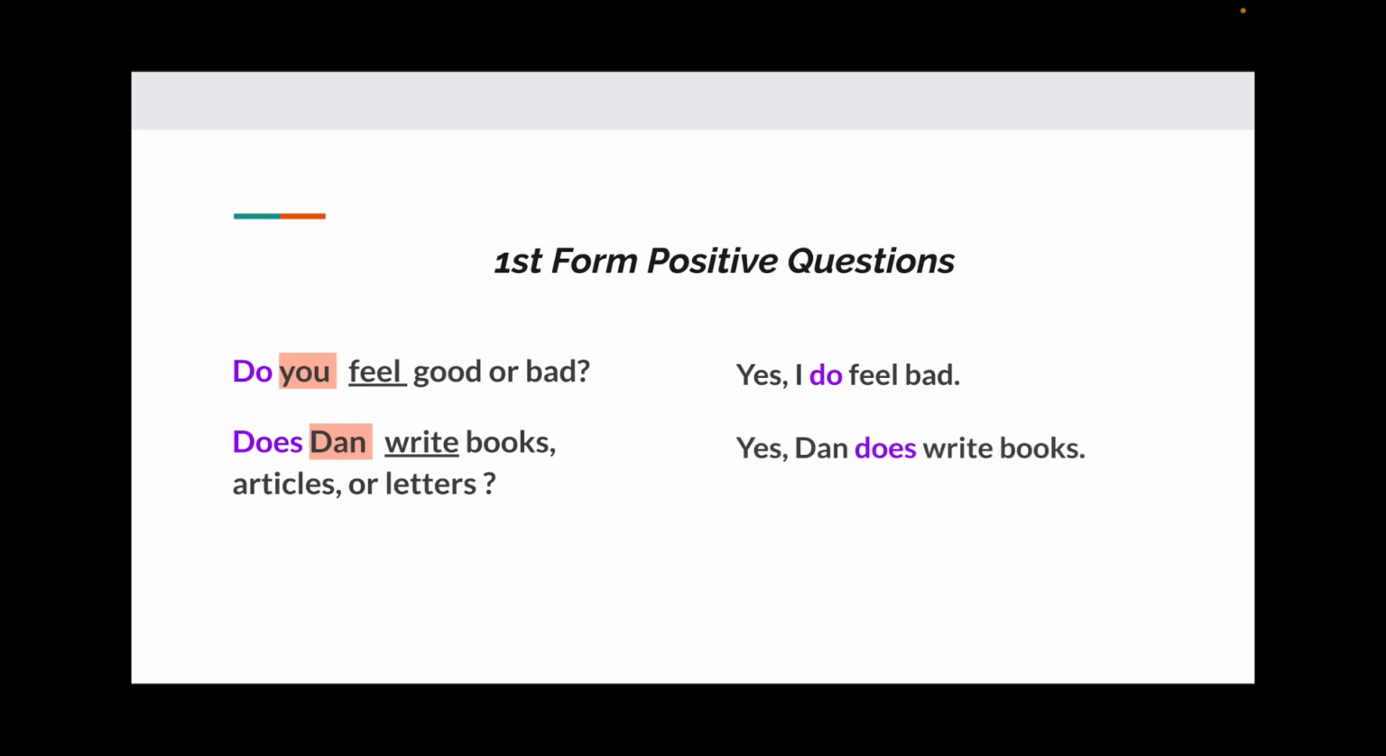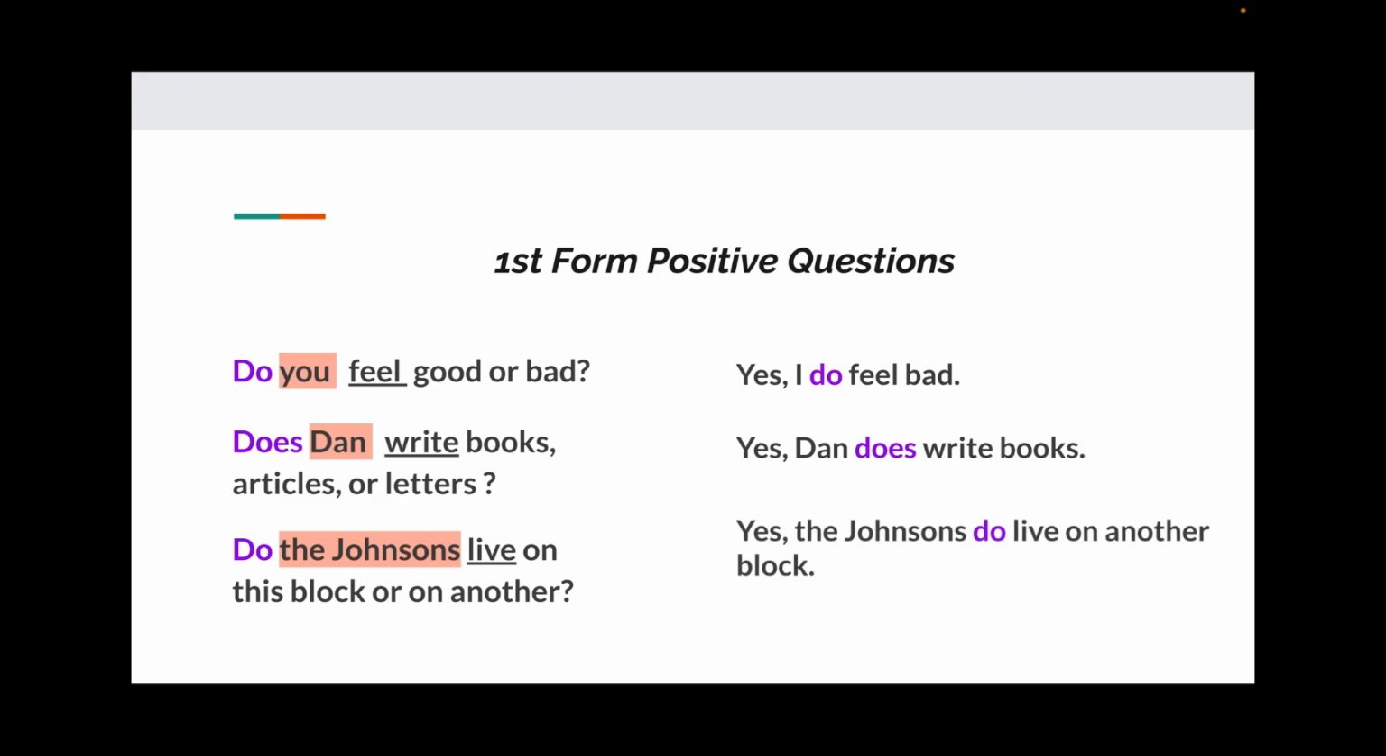Yes, Dan does write books. Do the Johnsons live on this block or on another? Yes, the Johnsons do live on another block. And so I can say yes for this third question because on another is an option that I can choose from. And so I'm confirming one of the options that the person has given in their question.